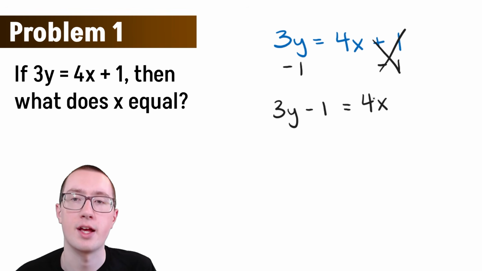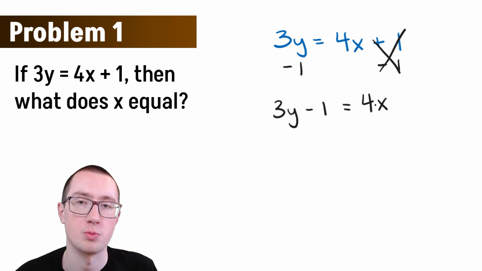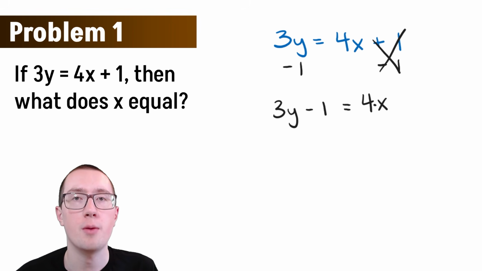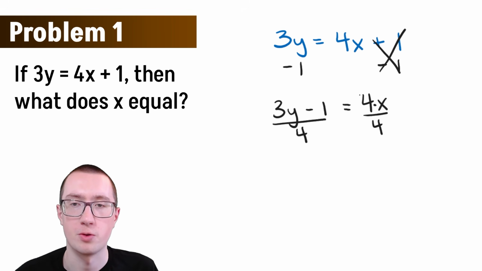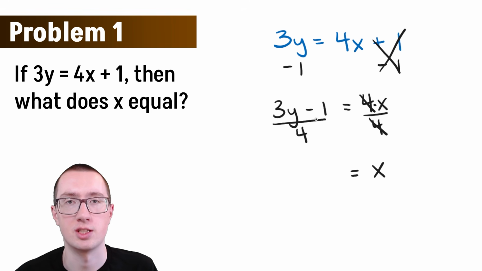And now the only thing in x's way of being by itself is this 4. And whenever you have a number and a letter next to each other, that means multiplication. So I'm going to do the opposite of that, which is division, and divide both sides by 4. So the 4's cancel out. On the right side, we have x, and on the left side, we don't really have anything we can simplify.